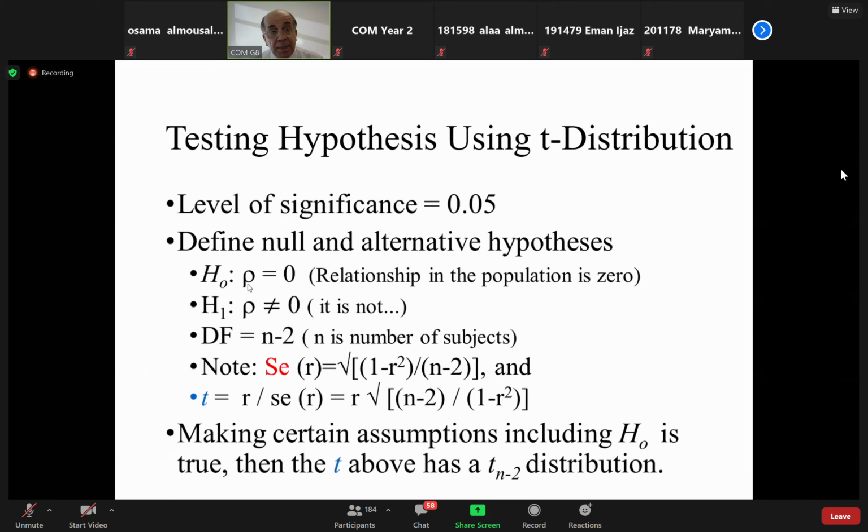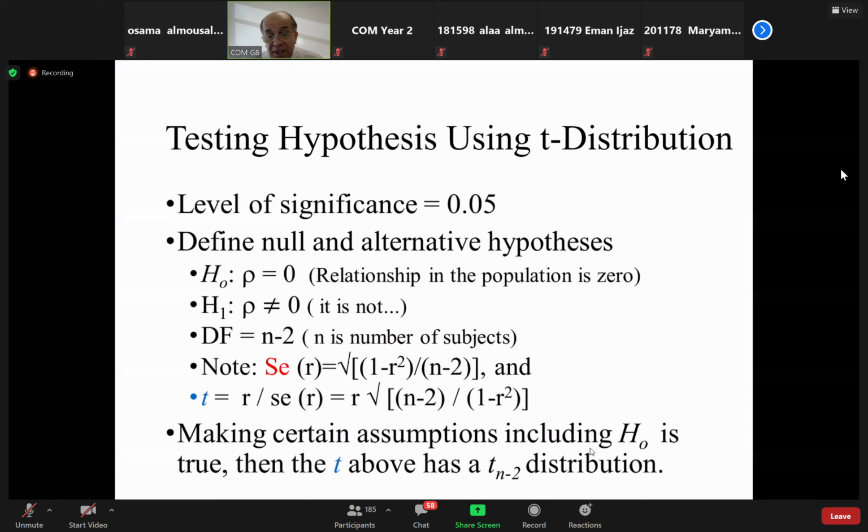H naught, this, we call it ρ. This ρ is the correlation coefficient in the population. Because remember, in hypothesis testing, we test the value in the population, as Dr. Peter mentioned. So the null is that the correlation in the population is 0, meaning the two variables are not correlated. The alternative is that it's not 0, so it can be either positive or negative. What is the degree of freedom? n-2. So this is the equation. That's the t-test.